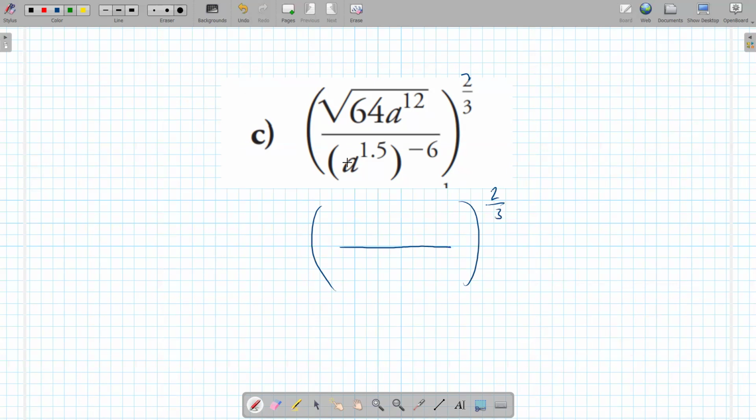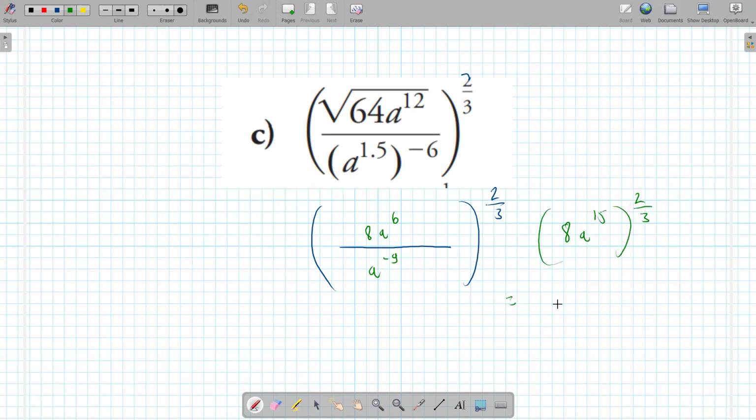64a to the power of 12 over 2. No, good try though. The root also applies to 64, right? It'll be 8a^6. Square root of 64 is 8. Square root of a^12 is a^6. Similarly, on the bottom, you'll get a negative a^9. Do we move the a^6 down or a^9 up? The a^9 up. Yeah, so it's going to become 8a^15 to the power of 2/3.